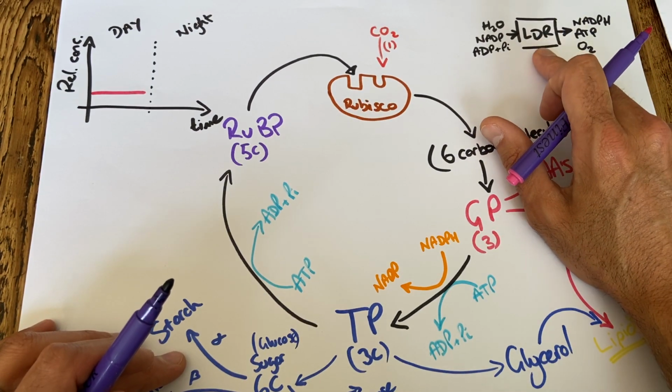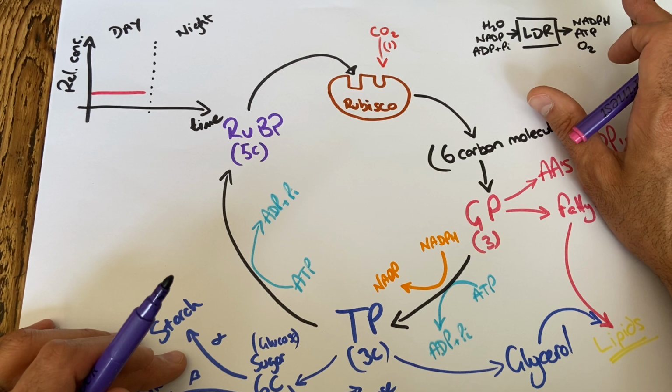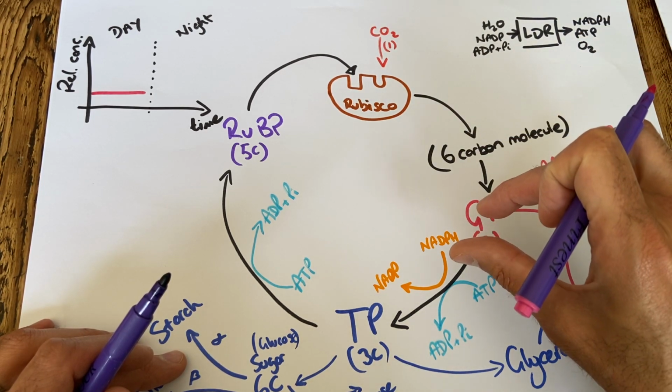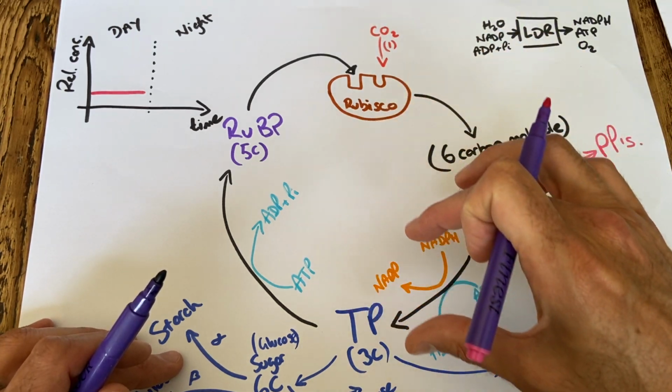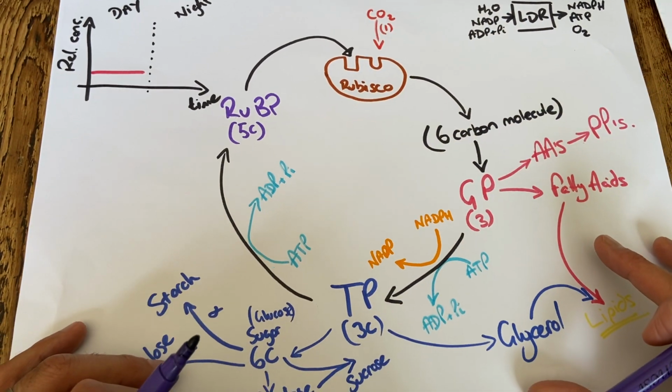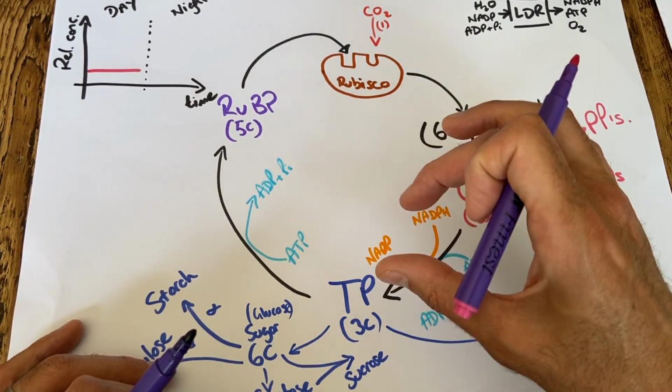So from the light-dependent reaction, here are our products. It's going to be producing lots of NADPH, lots of ATP. Therefore, whatever GP is created will then be immediately converted, because we've got a wealth of loads of these. We've got loads of those. That's going to be converted into TP.